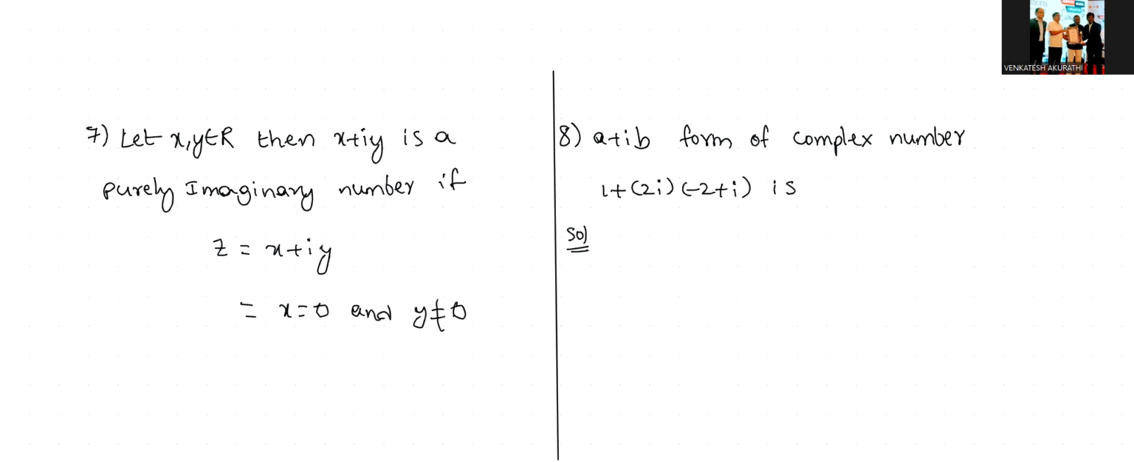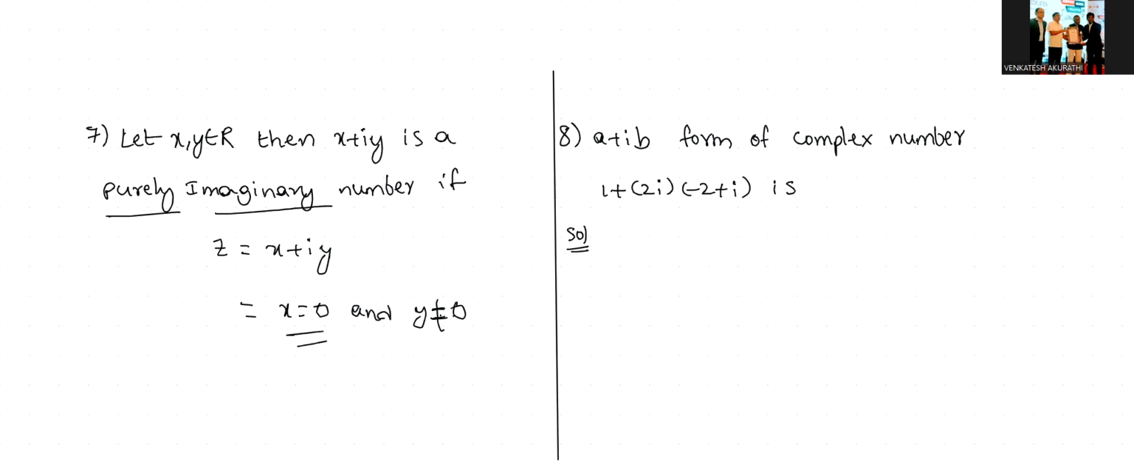Here I wrote only a purely imaginary number, so the imaginary part is always not equal to 0. The real part is equal to 0, no problem. So whenever x is equal to 0 and y is not equal to 0, that is called a purely imaginary number. And next problem, the 8th one.